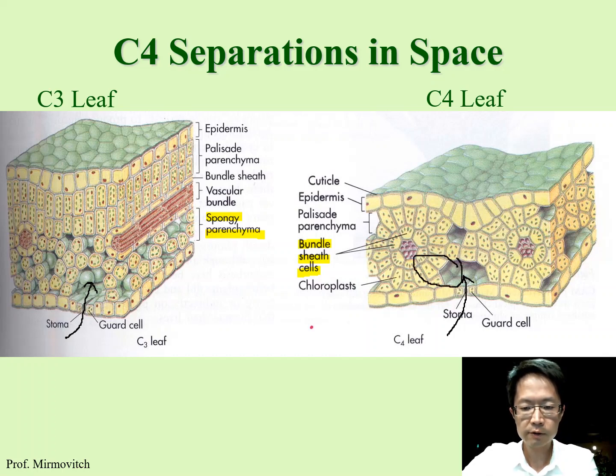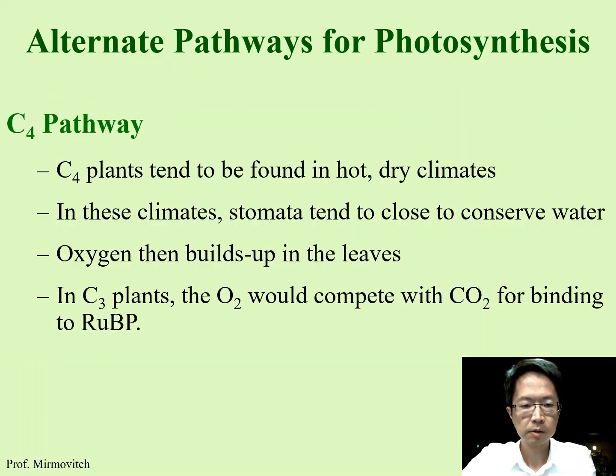So all these layers of cells separate the carbon dioxide and the Calvin cycle. So in this case, it prevents the photorespiration. So that's why C4 plants tend to be found in a hot, dry climate, because they separate the process by space.